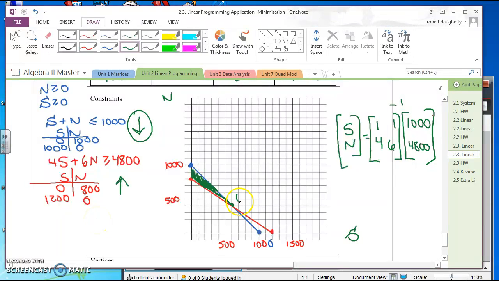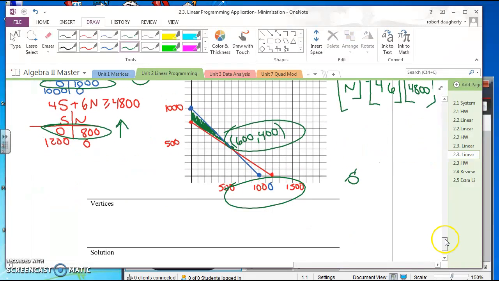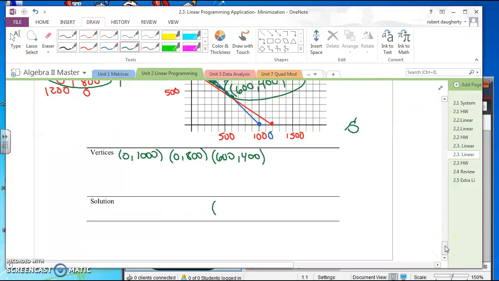So that tells me that this point is 600, 400. So now I know all of my vertices. They are 0, 1000, and it looks like 0, 800, this one, and then 600, 400. So it's now just testing those 3 points: 0, 1000, 0, 800, and 600, 400. I just need to test each of those.